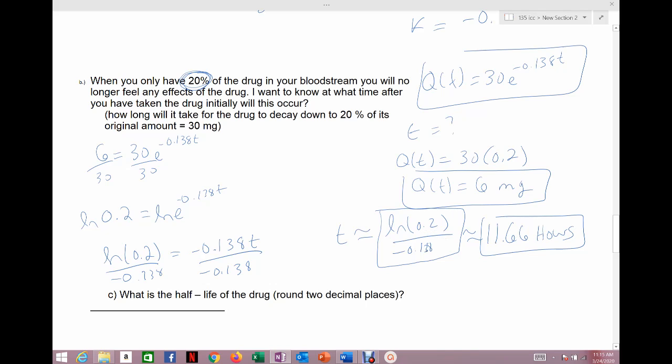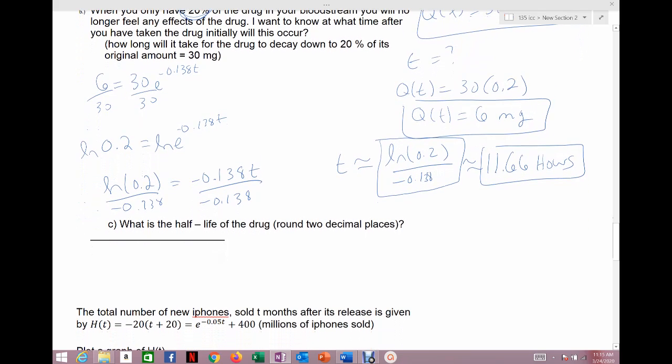50% would be my half-life, which is the next one we're going to do. And so that works the same way. What's the half-life of the drug? Well, I want to know how long it's going to take me to get down to half of what I started with. So the half-life is the natural log of 1/2, 0.5, divided by my k.